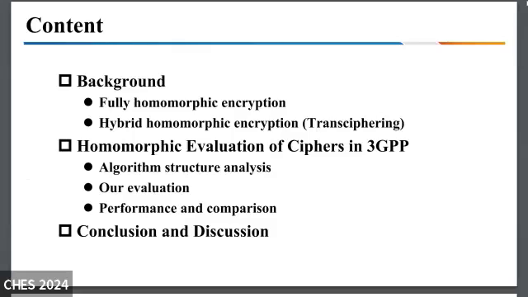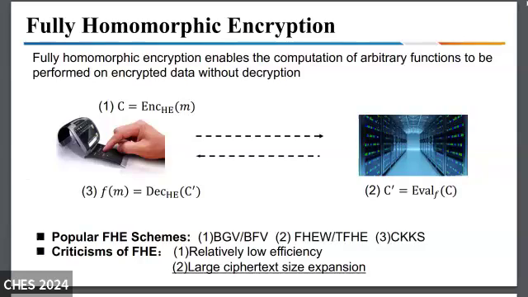This presentation is divided into three parts. First, I want to give some background about homomorphic encryption. Homomorphic encryption allows computation of arbitrary functions to be performed on encrypted data without decryption. So the client can send the ciphertext encrypted by FHE to the server, and the server can perform some functions on the encrypted data, and finally the client can receive the ciphertext and decrypt it to get the final result.